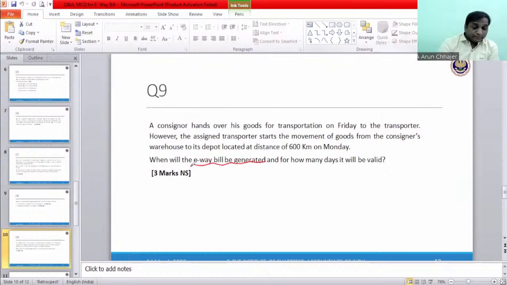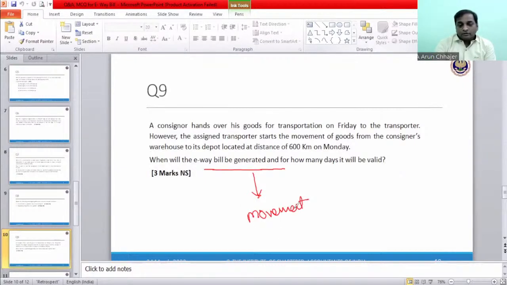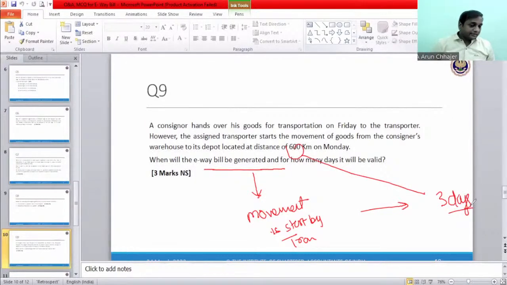So I can explain. First, the e-way bill can be generated when the movement is started by the transporter. And it is valid for 3 days because the distance is 600 kilometers.